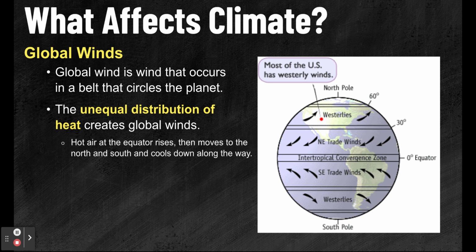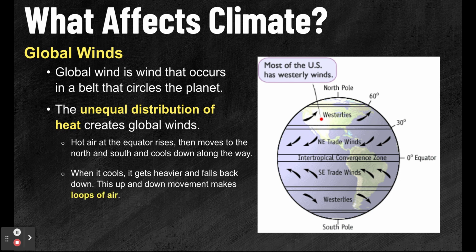How does that work? Well, here's the gist. Hot air at the equator rises, and then it moves to the north and south and it cools down along the way. As that air moves to the north and as it moves to the south, it cools down along the way. And when it cools, it gets heavier, and that makes it fall back down. So when it's hot, it rises, but as it cools, it falls back down. And this up and down movement makes these loops of air.